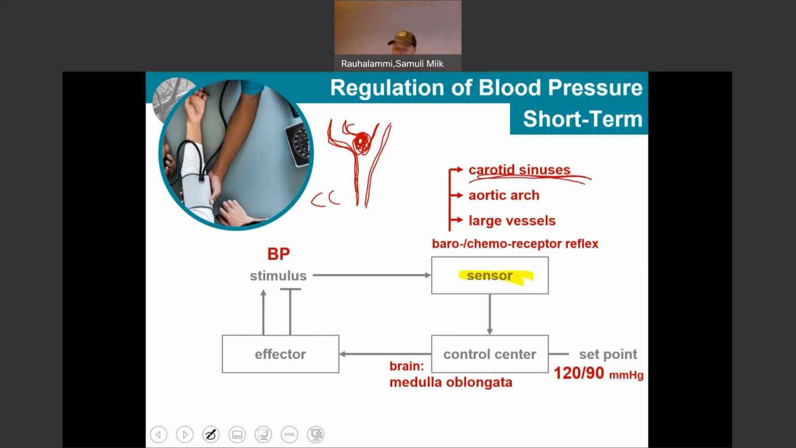Another place where we end up seeing receptors for blood pressure is within our aortic arch.